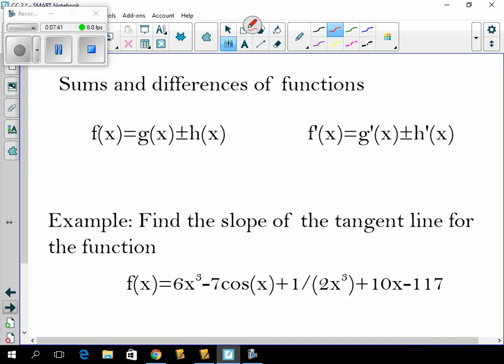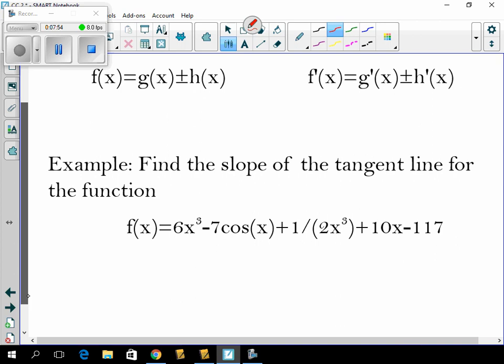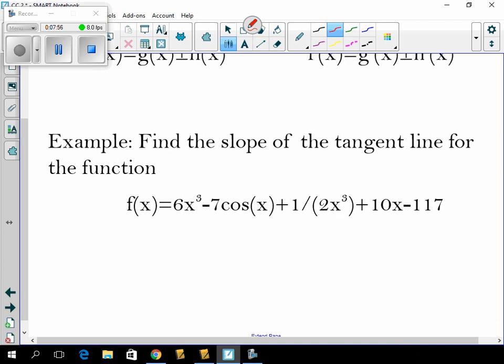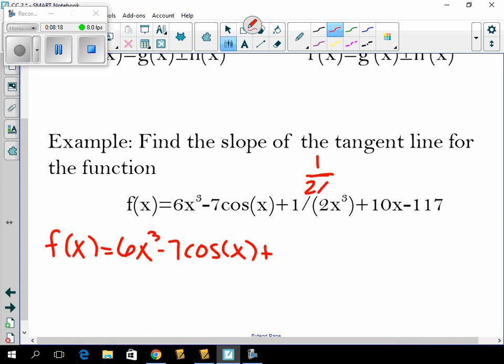Now we're going to move on to sums and differences of functions. When I take the derivative of any sum or difference of functions, I can separate it into separate parts. Down below here, I have this super long function full of multiple different parts. It looks nasty, but we're going to dissect it really fast. First, I'm just going to rewrite this function because I have some fractions in here. 6x cubed minus 7 cosine x plus, this is 1 over 2x cubed.